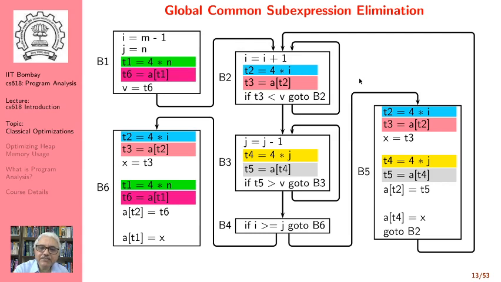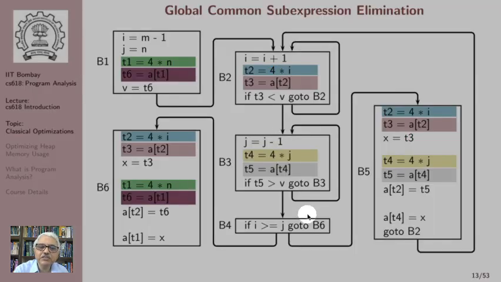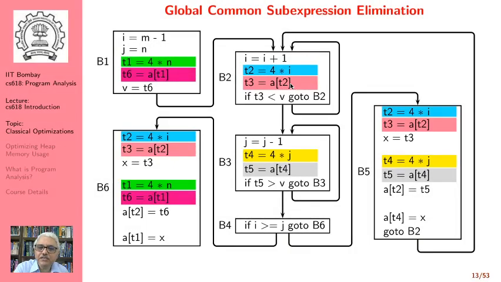And then it's easy for us to see that this path from this to this does not involve any computation of 4 star I. Of course, we are looking at it here visually, but we need a systematic analysis that will discover it. But the idea is that we know that this 4 star I is redundant and therefore could go away. Similar remark applies to 4 star j and to 4 star n. So we have this optimized program.